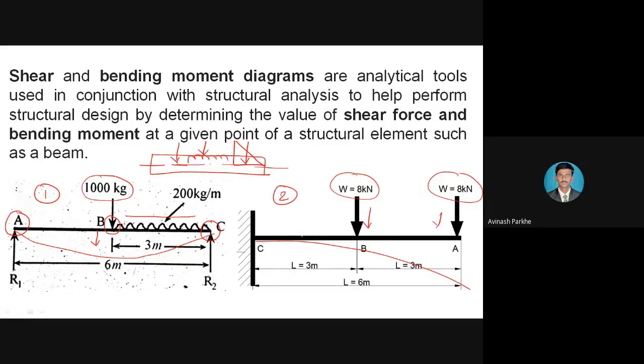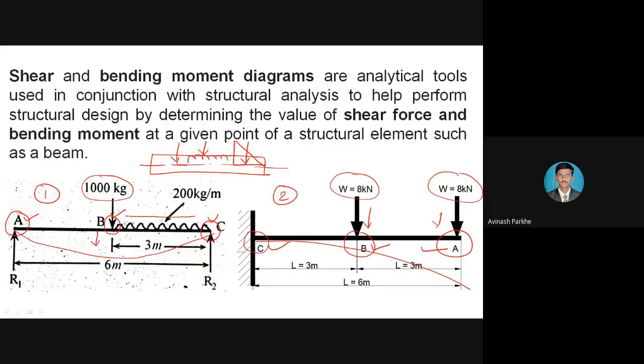Similarly, in the second figure, some amount of shear force is developed at point C, that is at the fixed support, some at point B, and some at point A. Those shear forces we have to calculate in this chapter. At the same time, the bending moment developed at points A, B, C, and similarly in the second figure at points A, B and C, that bending moment also we have to calculate.